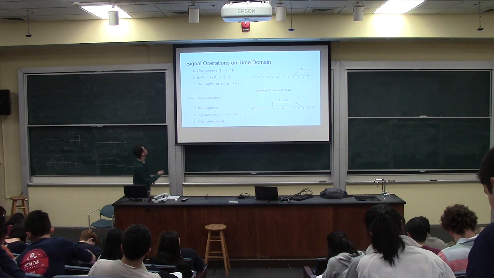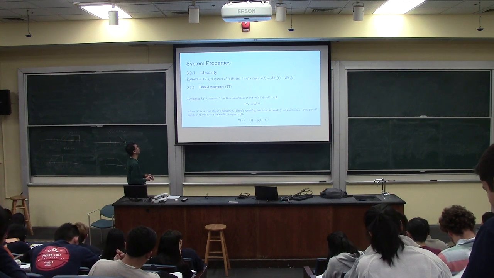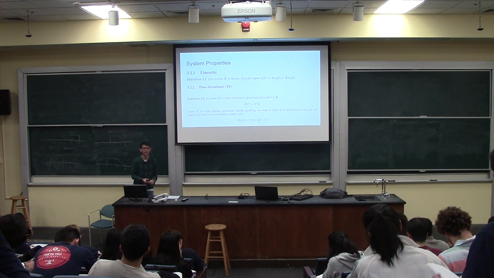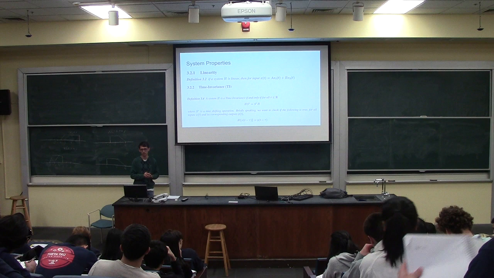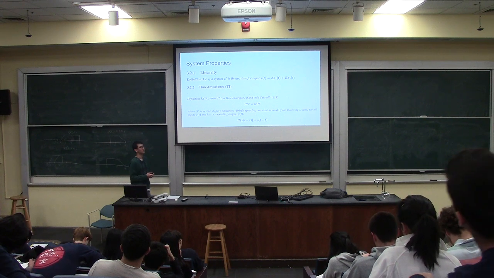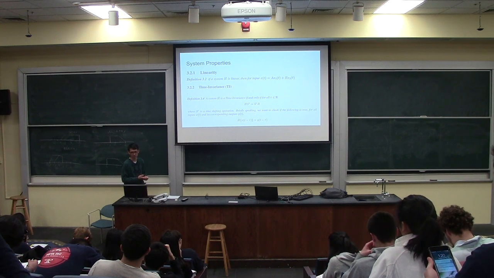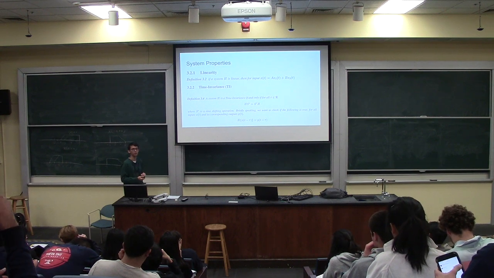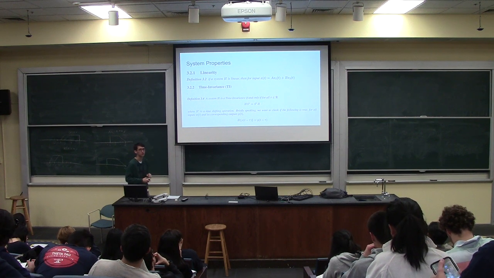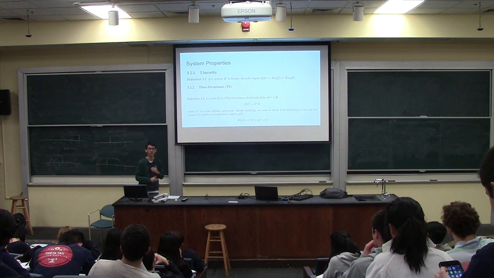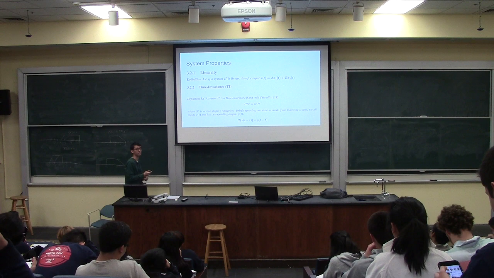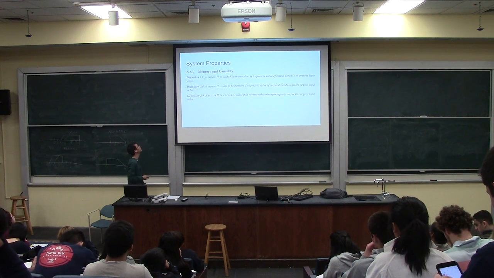Moving on, the next thing we're reviewing are system properties. So you have linearity, time invariance, causality, and memory. I'm not going to go through them right now because these are things we assume that you know from the past midterm. But if you do have any questions, come talk to us after this or during office hours. But these are the properties, and these are all from the tutorial notes.